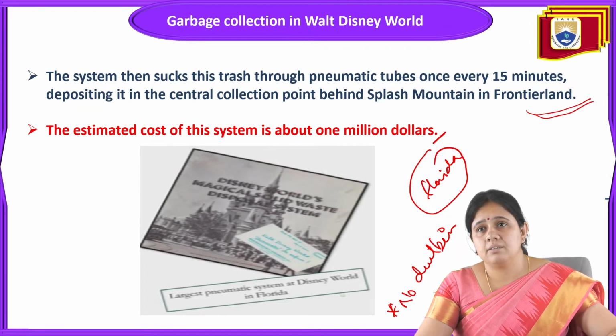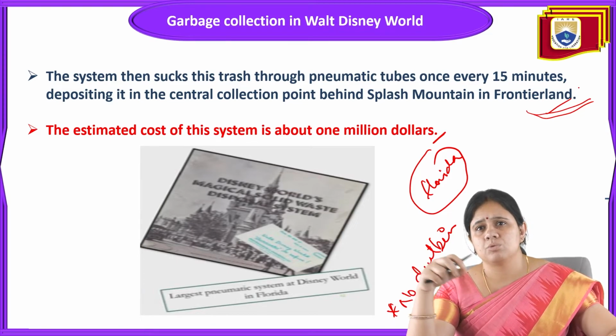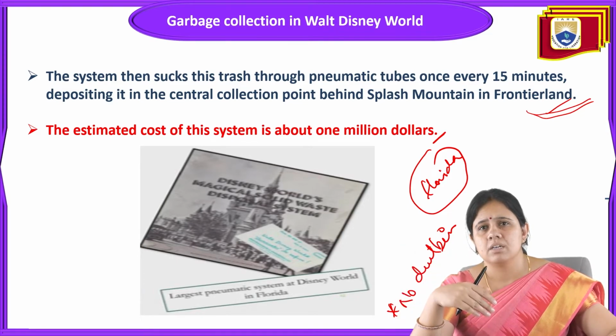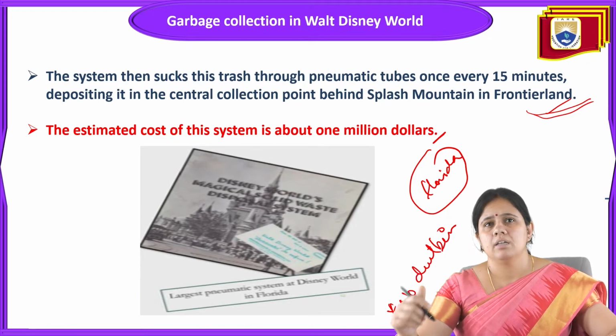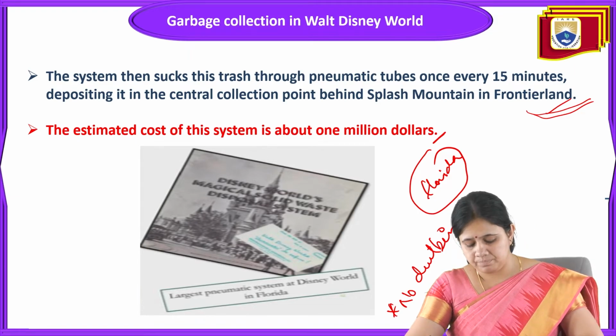You can see that these pneumatic tubes, once every 15 minutes, deposit the trash in the central collection point behind Splash Mountain of Frontierland. So it directly moves the garbage from this place to another place, to Splash Mountain in Frontierland. This is a very good collection method in Walt Disney World in Florida. And the estimated cost of this system is about $1 million.